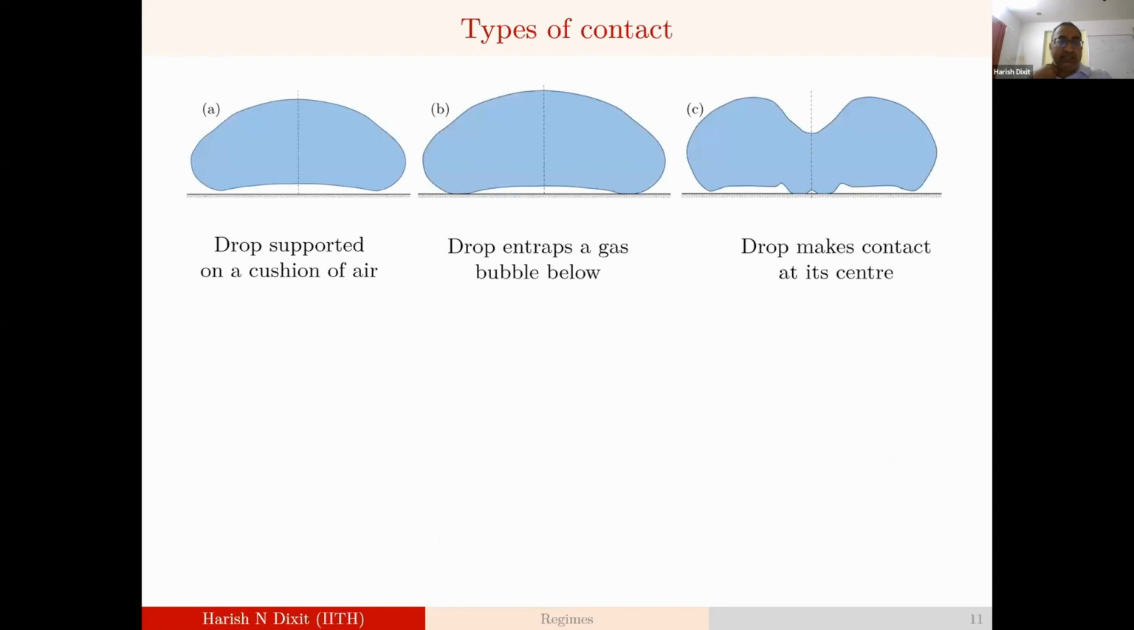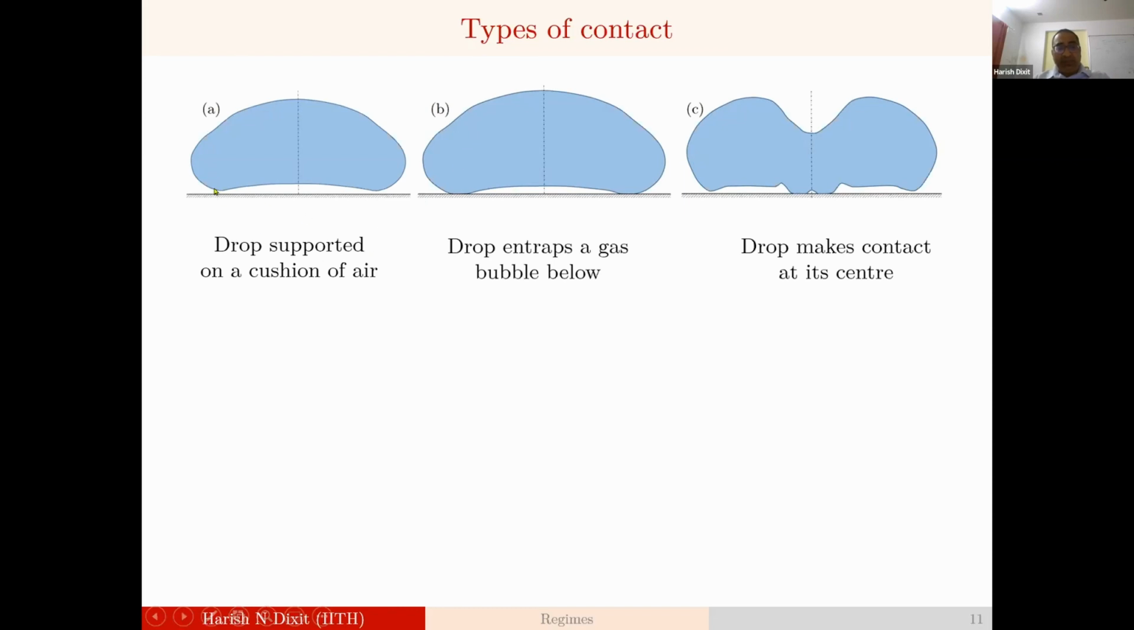Okay, so we actually can see three scenarios which were observed in simulations and experiments, but not so much in lubrication-based theories. And I'll talk about these scenarios. So the first possibility is that the drop can come close to the surface and spread on it and be supported on a gas cushion.